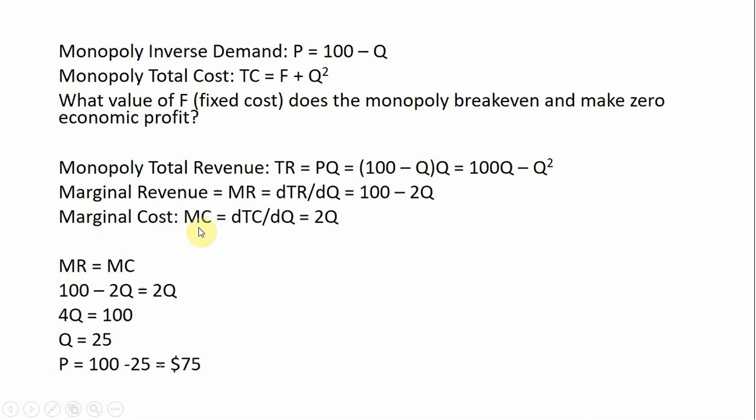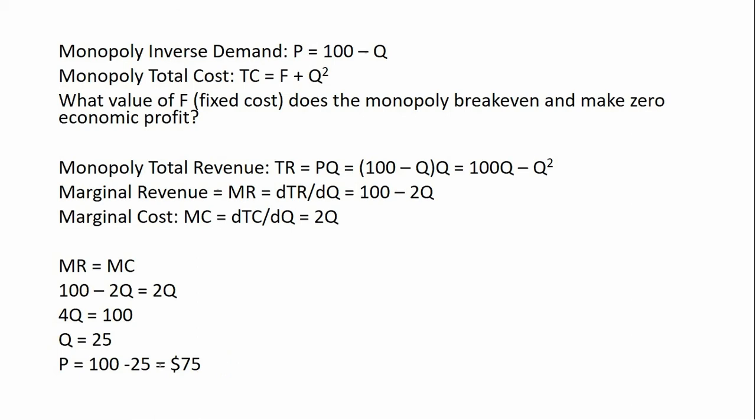Next, we'll get marginal cost. Taking the derivative of the total cost equation, we get 2Q. So marginal cost is given by 2Q. Profit maximization occurs where marginal revenue equals marginal cost. So setting marginal revenue equal to marginal cost. Collecting our Q terms, 4Q equals 100. Dividing through by 4, Q equals 25. Plugging that 25 into the inverse demand, the monopolist will charge a profit maximizing price of $75.